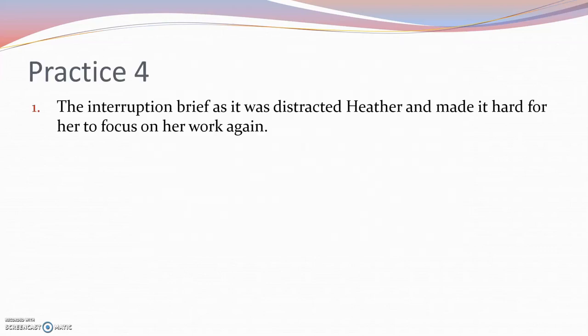Practice number 4. Number 1. The interruption, brief as it was, distracted Heather and made it hard for her to focus on her work again. The interruption is brief as it was. You could take it out and the sentence would still work. So you put a comma after interruption and a comma after was.